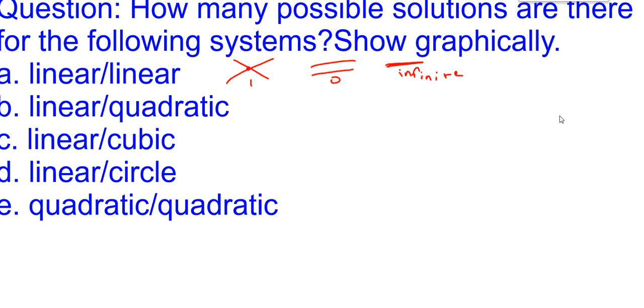So let's see what we've got for these. I just wanted you to think it through before we went over it together. So if it's a linear and quadratic, what could it have? It could have one, so maybe like that and like that, right? So one. What else could it have? Two, like that, right? And none, right? Zero, like that. Linear cubic.